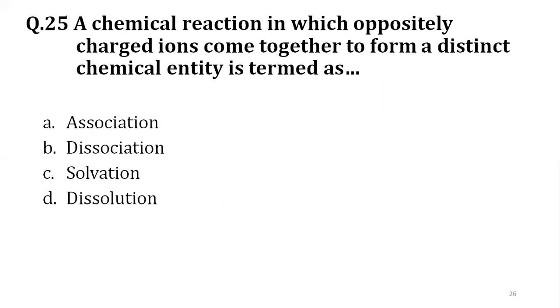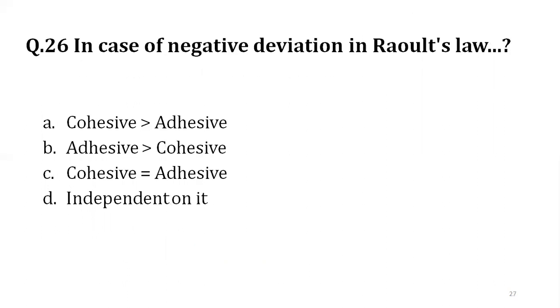Question number 25. A chemical reaction in which oppositely charged ions come together to form a distinct chemical entity is termed as: A, association; B, dissociation; C, solvation; and D, dissolution. The correct answer is option A, association. Two oppositely charged ions attract towards each other and a bond is formed. So the correct option is A, association.